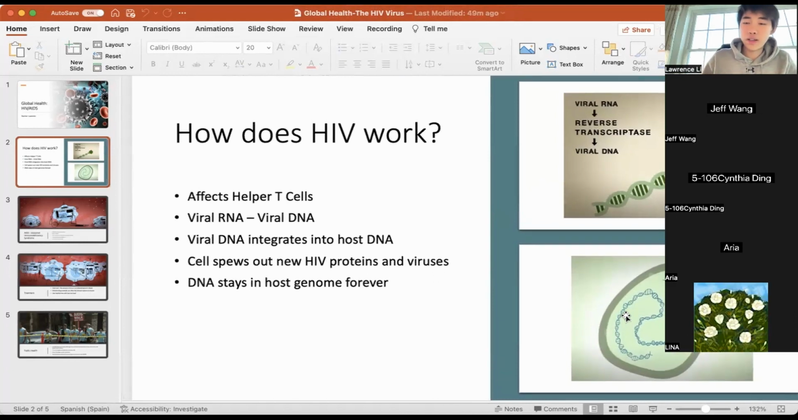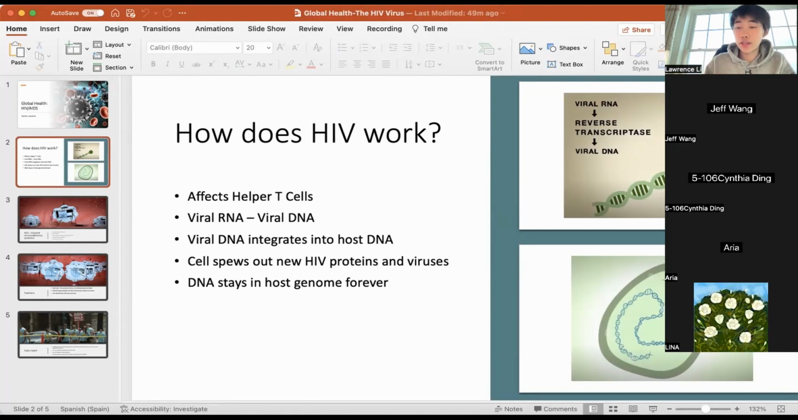And that's why it is so difficult for us to treat HIV, because the HIV DNA is in our own DNA now. That's why it is so hard to get rid of HIV from the body. It stays in our DNA, our genome, forever until we die. And so that's why HIV is so scary.